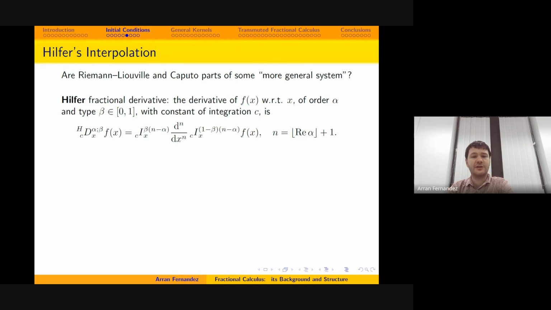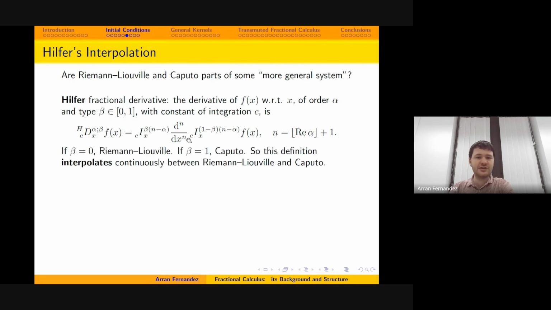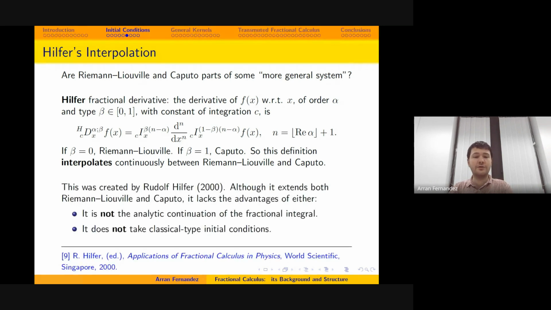So we have the Hilfer fractional derivative, which is defined by combining two fractional integrals and one ordinary derivative. So if you set beta equals 0, you have nothing on the outside. It's an ordinary derivative of a fractional integral. It's Riemann-Liouville. You set beta equals 1, you have nothing on the inside. It's a fractional integral of an ordinary derivative. It's Caputo. So this definition interpolates between Riemann-Liouville at beta equals 0 and Caputo at beta equals 1. And you can take beta to be anything in between. So this Hilfer definition includes both. Here is the reference, Hilfer's book in 2000.